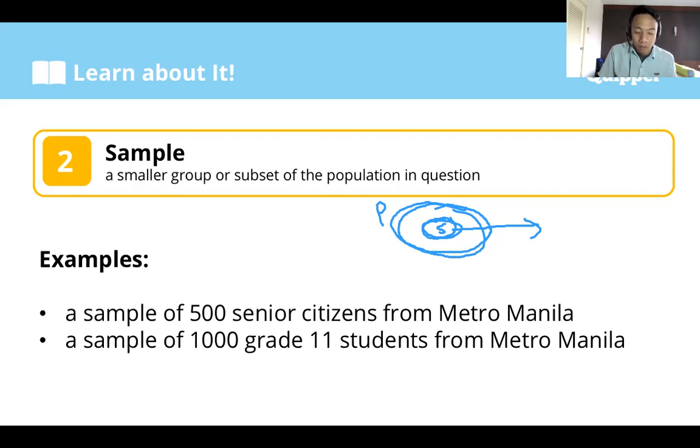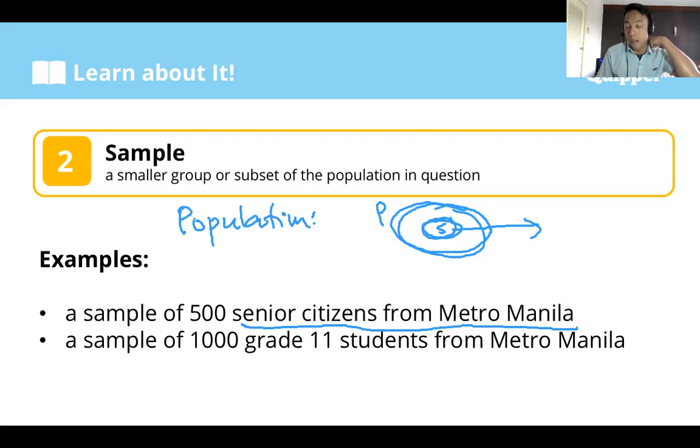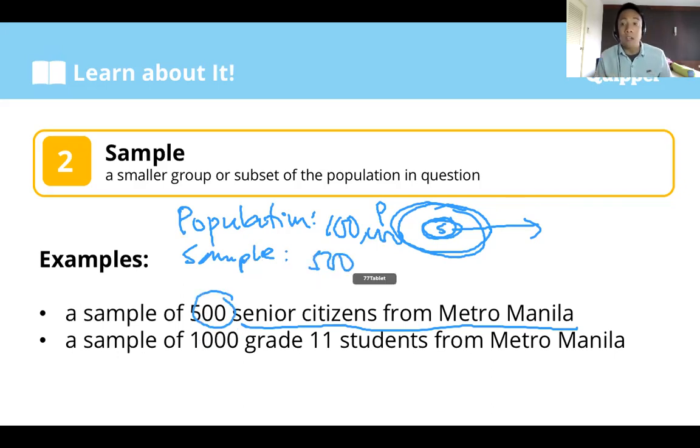For example, the total population in this kind of topic, for example, senior citizens from Metro Manila, the total population for all the senior citizens from Metro Manila, we can say maybe it's 100,000. Okay, so instead of using 100,000 participants, that's a lot. Okay, you can use a sample. It's like here, kumuha lang siya ng 500. Okay, so yun yung pag-aaralan mamaya.